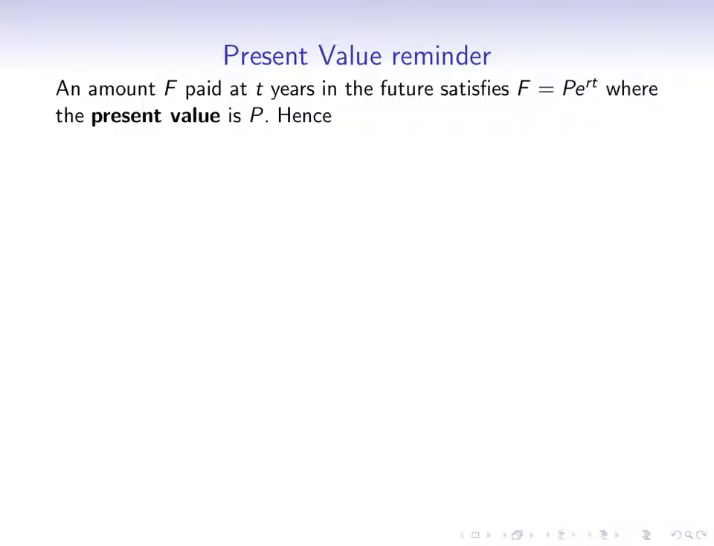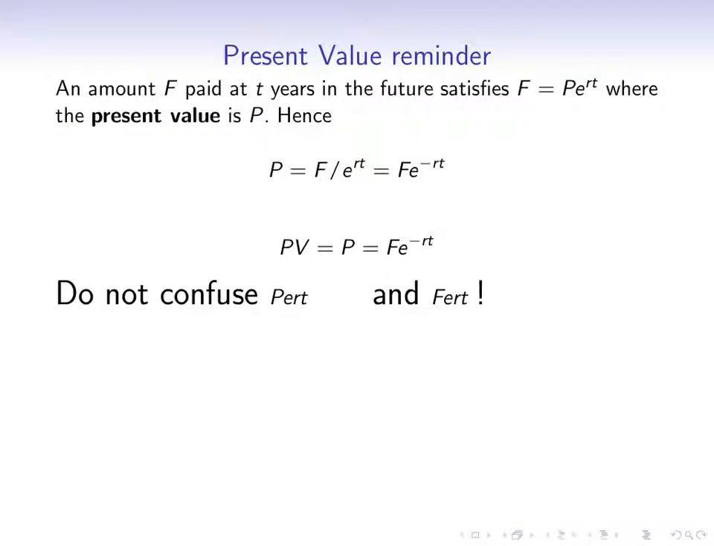Here's a brief present value reminder. Remember, if you have an amount f paid t years in the future, you have the equation f equals p e to the rt, or PERT. And p is the value at time 0, or the present value. Therefore, you have p is f e to the minus rt. Remember, the minus sign means you are inverting e to the rt. In other words, the present value, or p, is equal to f e to the minus rt. So there's the other version of the PERT formula here, solving for p in terms of the future value f.